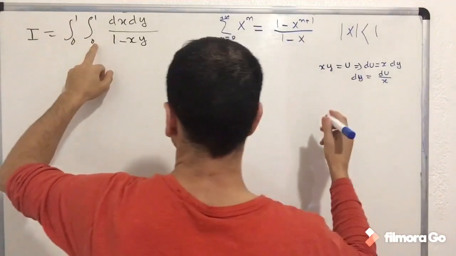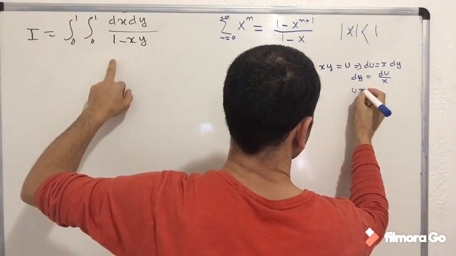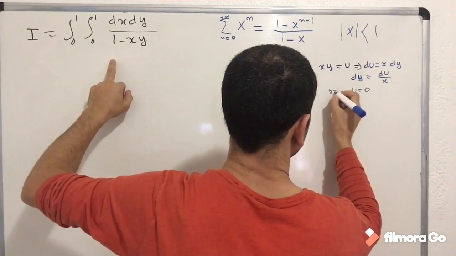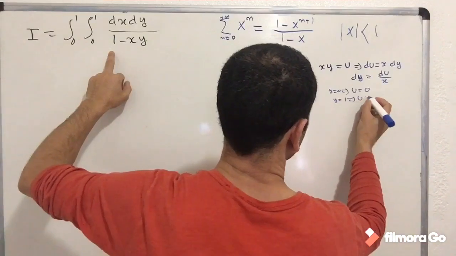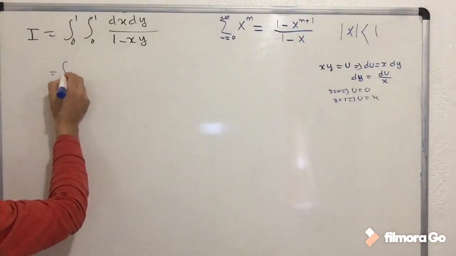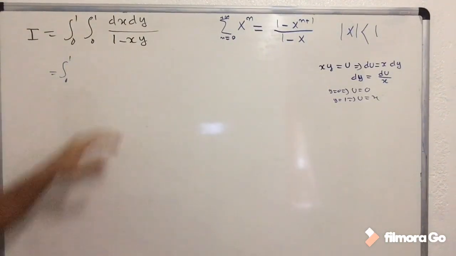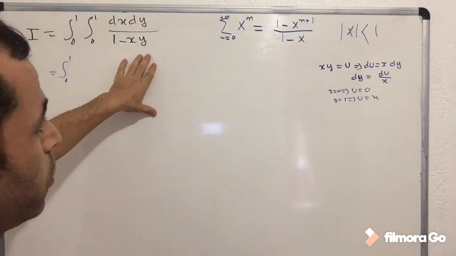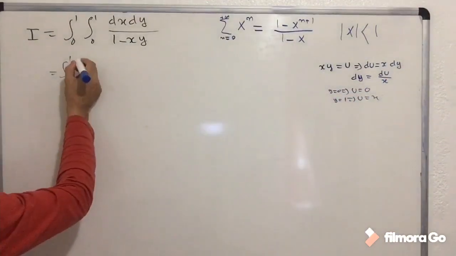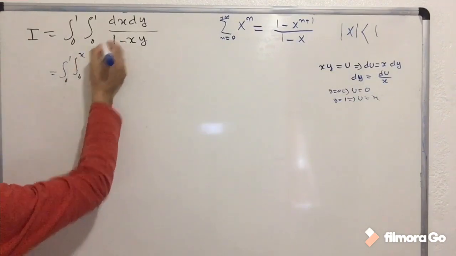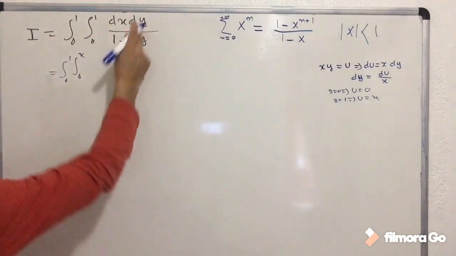But we have bounds, from 0. So if y equals 0, that means u equals 0. If y equals 1, that means u equals x. We are going to change the bounds for the inner integral, and leave x as it is for now, because we are going to leave x for later. We're going to work on the integral in the u variable. So the outer integral stays from 0 to 1 with dx outside, because the dx is a whole thing, and we're going to change just dy.